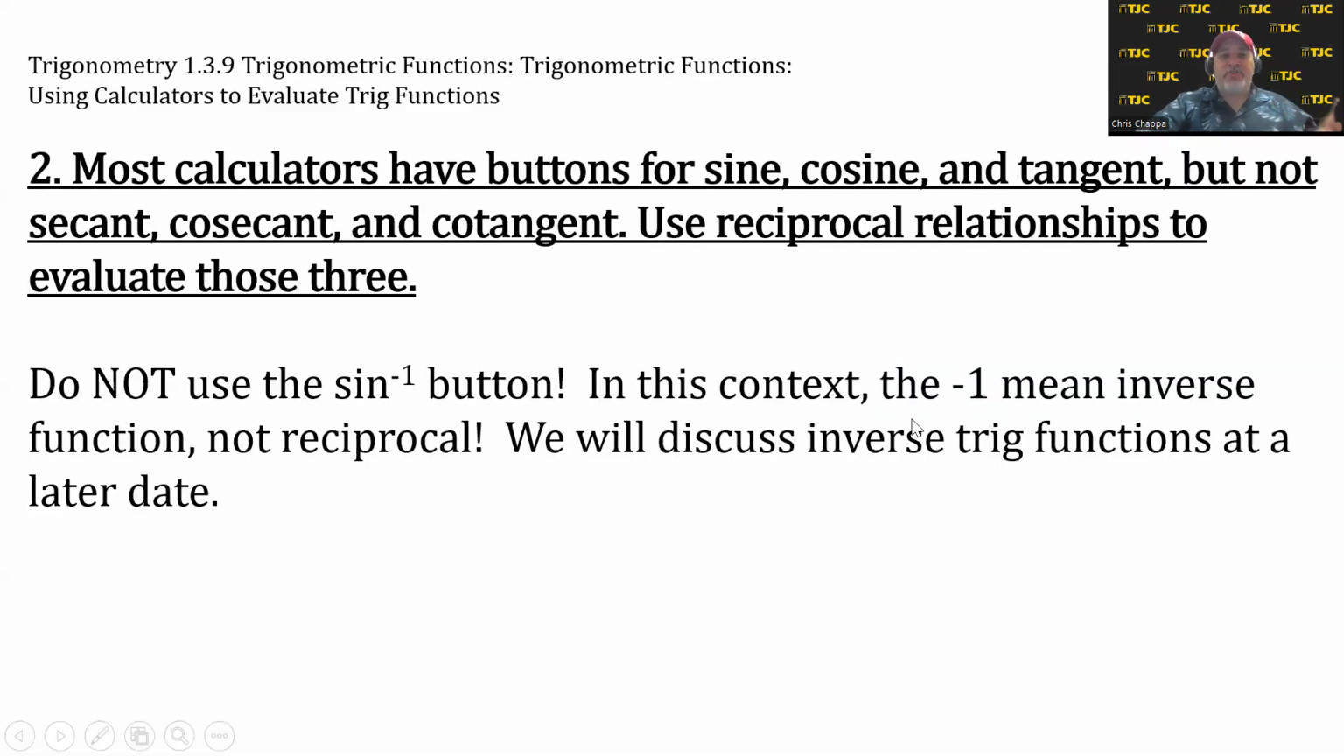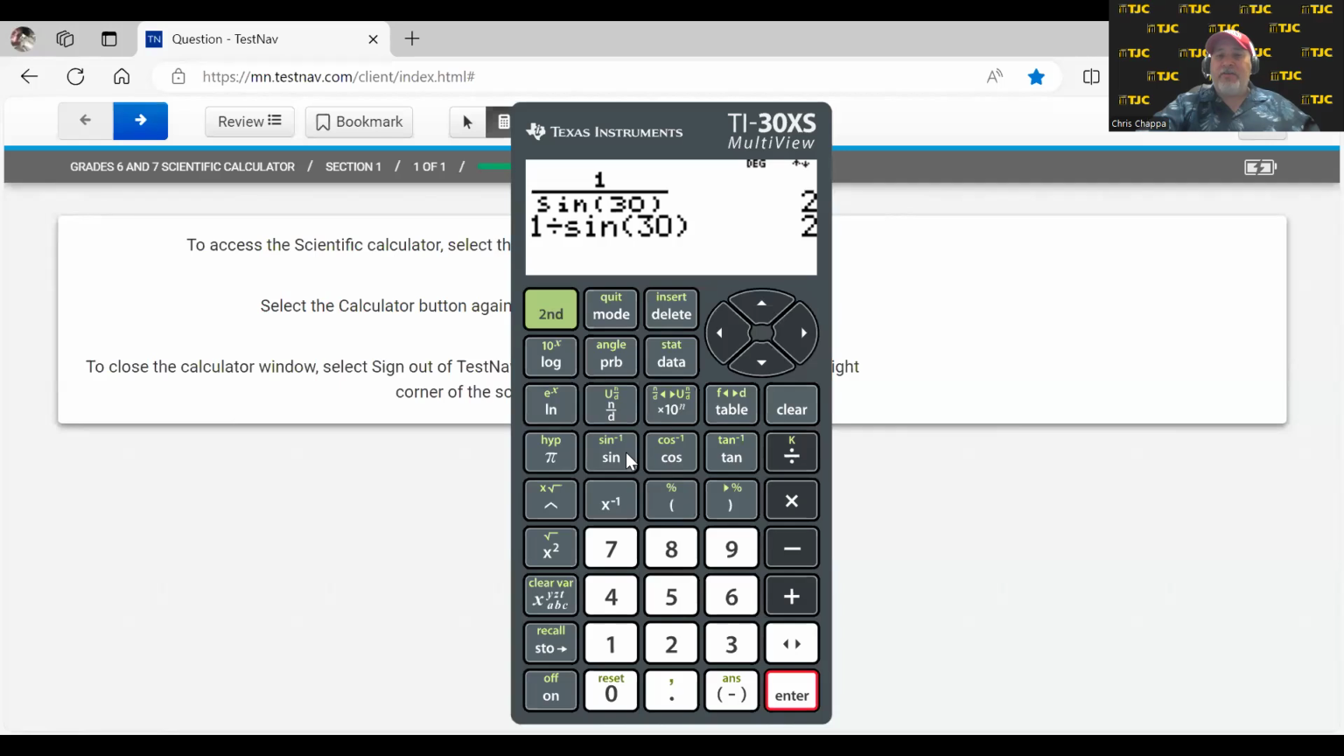Do not use the sine inverse button when you're doing a reciprocal function. In this context, the -1 up here in what looks like an exponent position on the sine means inverse function, not reciprocal. We will discuss inverse trig functions at a later date. Just to show you what would happen if you mistakenly used the inverse sine function to try to calculate cosecant.